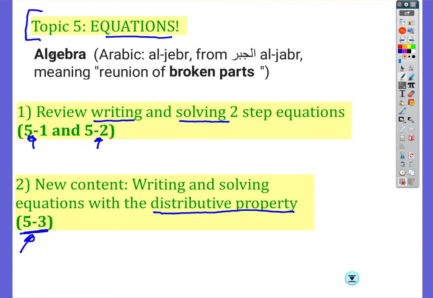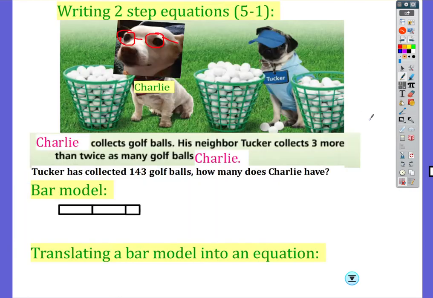Basically, what we mean by algebra is we're going back to what the Persians figured out, that they can reunite these equations and manipulate them, and they call that process the reunion of broken parts. As we delve into this, that'll become more obvious. So let's jump in. We're going to start with a problem we've seen before, and I want to keep it the same so you can reference back. We're going to look at the Charlie Tucker golf ball problem.